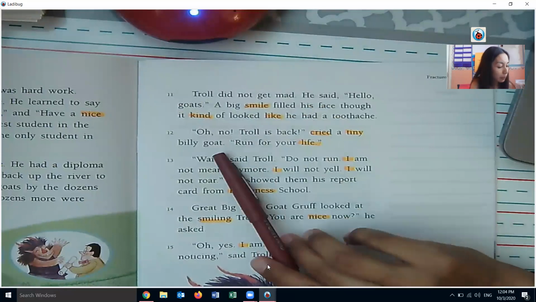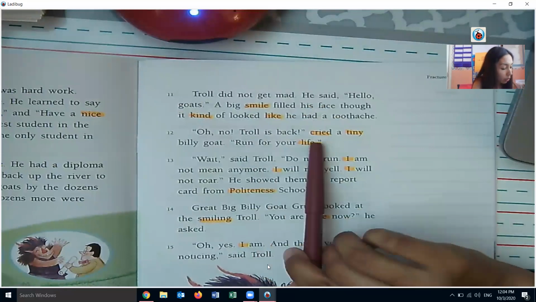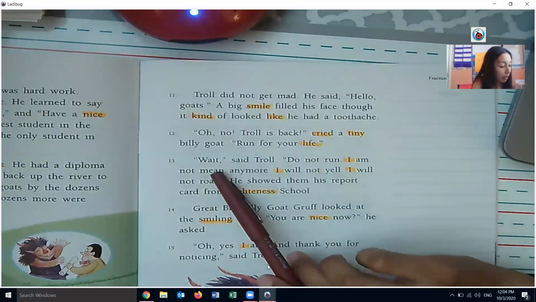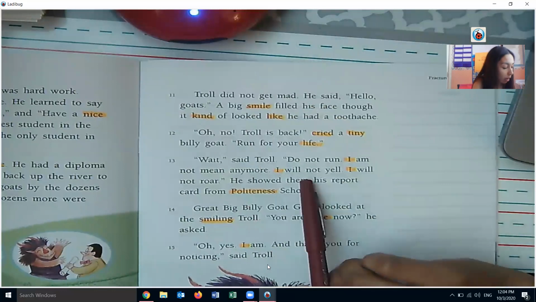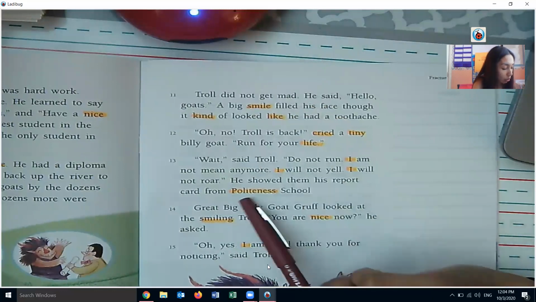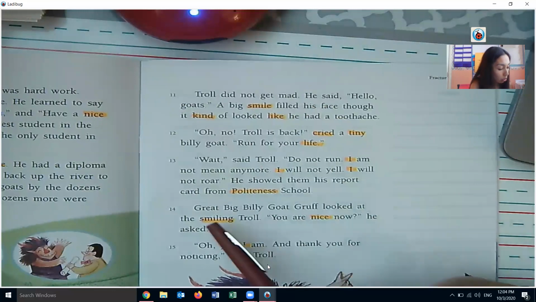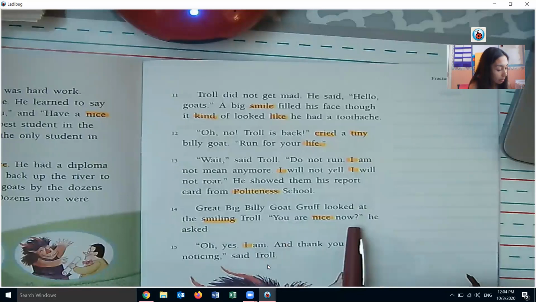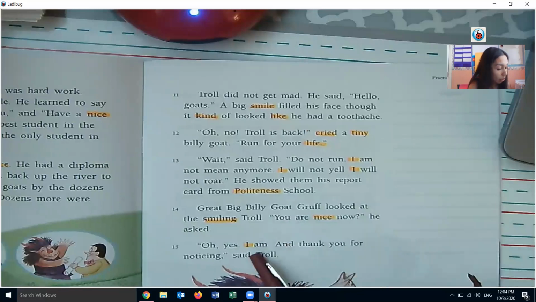"Oh no, Troll is back," cried a tiny Billy goat. "Run for your life." "Wait," said Troll, "do not run. I am not mean anymore. I will not yell. I will not roar." He showed them his report card from politeness school. Great big Billy Goat Gruff looked at the smiling Troll. "You are nice now?" he asked. "Oh, yes, I am, and thank you for noticing," said Troll.